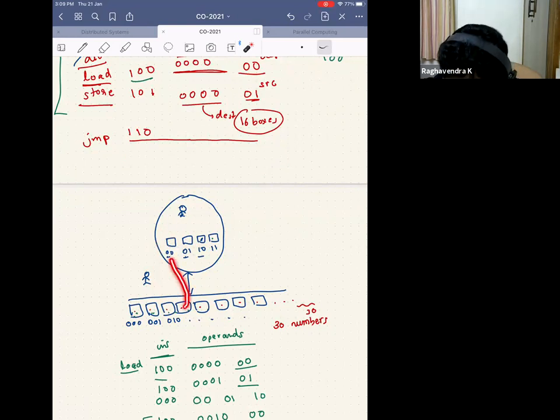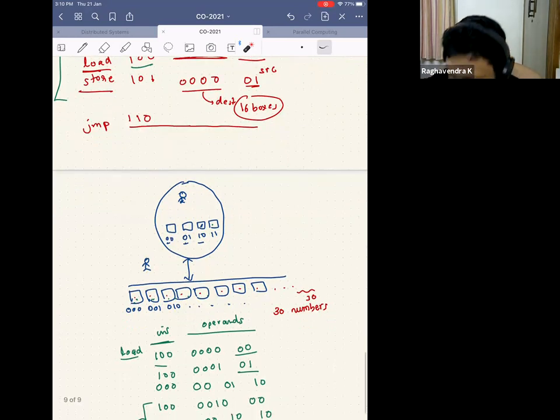Then I copy one number here. I already have the result of the first two numbers here. So I add these three numbers, I add these two numbers and keep it back here. So I repeat this process until I touch the 30 numbers, right? Then I know that I will have the summation of all the numbers.